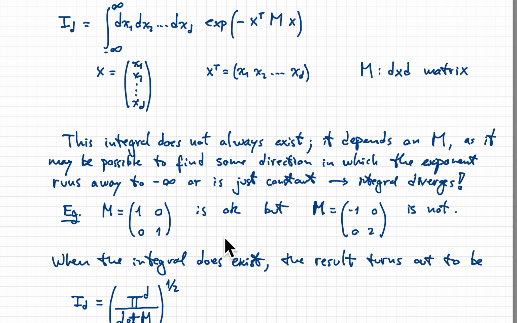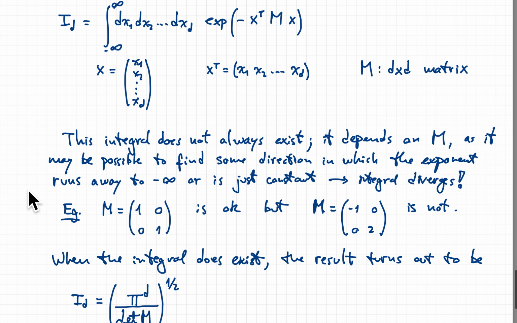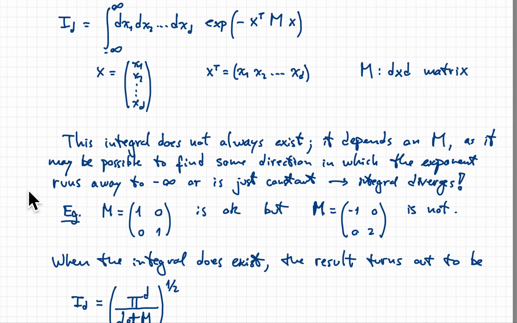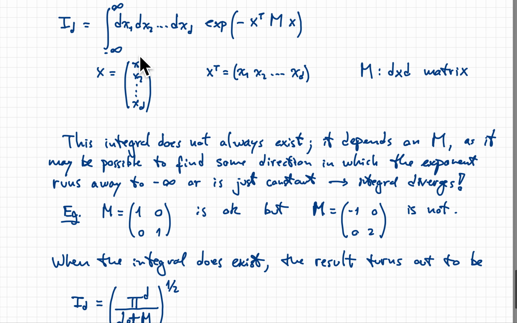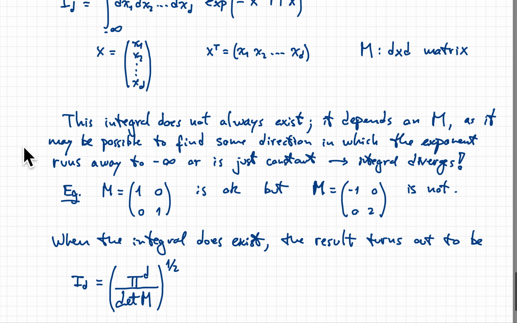It turns out that this matrix M could be complex as long as its real part has some properties, and this is something we'll discuss in a future video where we see how to really do these integrals in detail. For now, I'll just state the result, that it turns out that this integral, when it exists, is actually equal to pi to the d divided by the determinant of M, everything to the power 1/2. So you see the determinant then enters in these very important integrals that are all over physics.